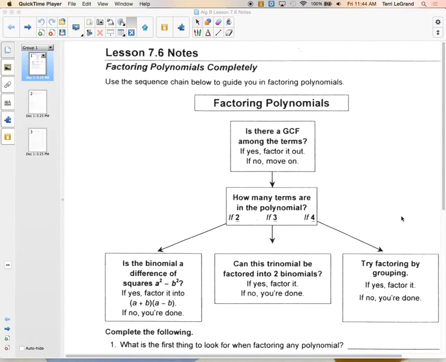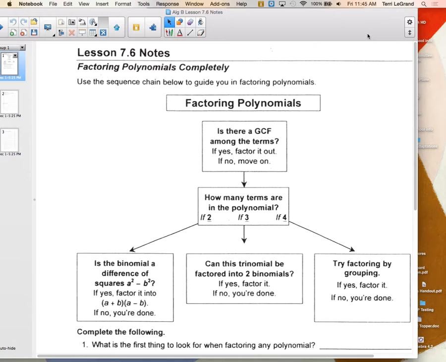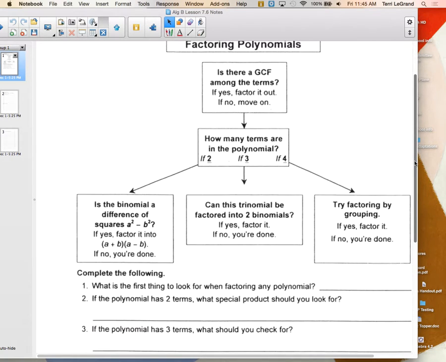Factoring polynomials completely, you need to put your thinking caps on. Okay? You're going to have to run through a sequence of steps to decide, can I do this first? If you can, you'll do it. If you can't, you move on to the next step. Okay, so the sequence is shown right here at the top in a kind of diagram.